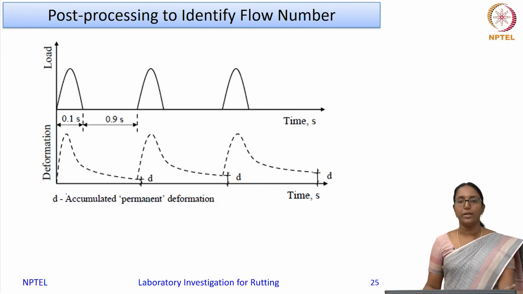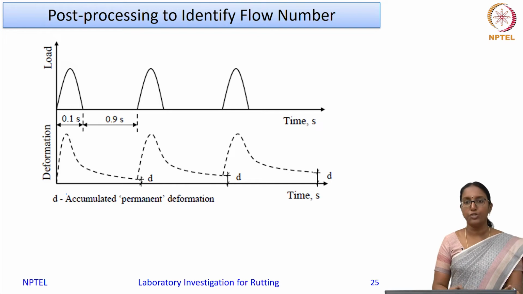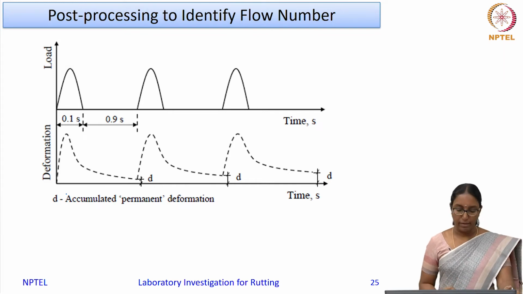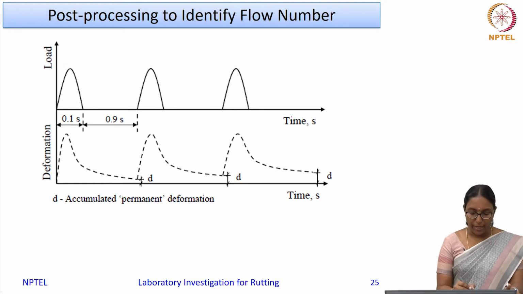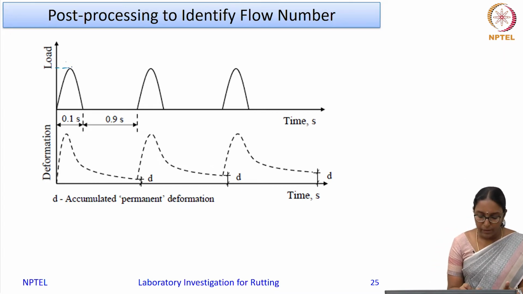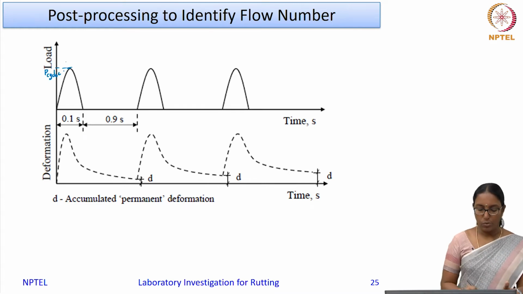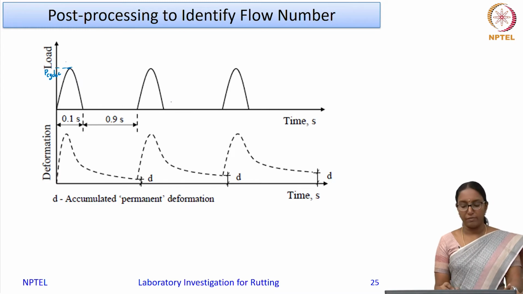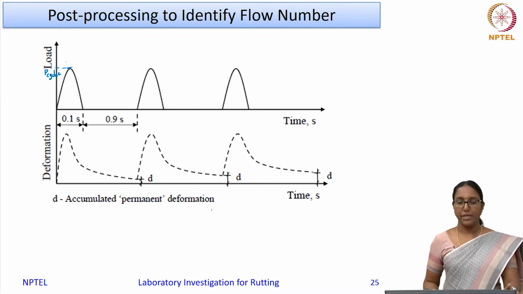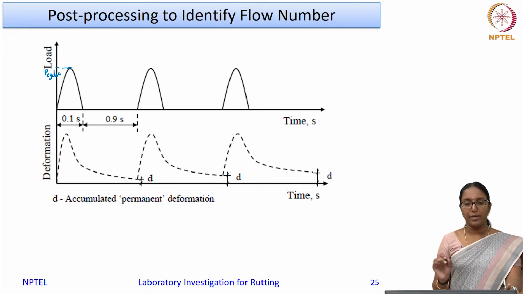So this is how the data is collected. I have not shown the seating load or anything here, just the cyclic loads. So this is a P cyclic, the maximum load, and you have 0.1 second loading and 0.9 second recovery, next 0.1 second loading and 0.9 second recovery, and so on, I mean rest period and so on.